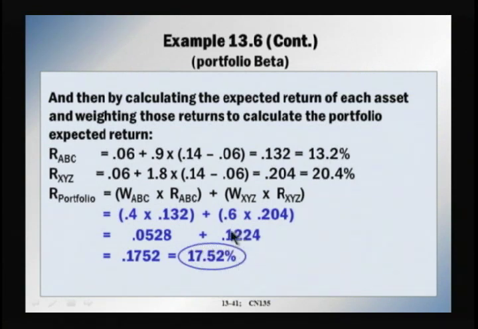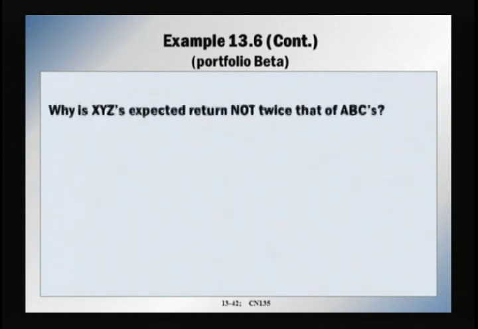It produced exactly the same result as when we took a weighted average of the betas and plugged that portfolio beta into CAPM. It's algebraically equivalent if we take the weighted average of the required returns of the two stocks, or if we take a weighted average of their betas and plug that beta into CAPM. We'll get the same required return for our portfolio either way.